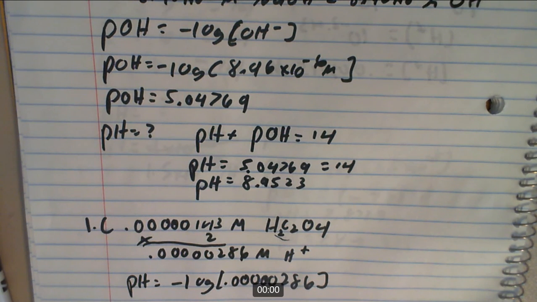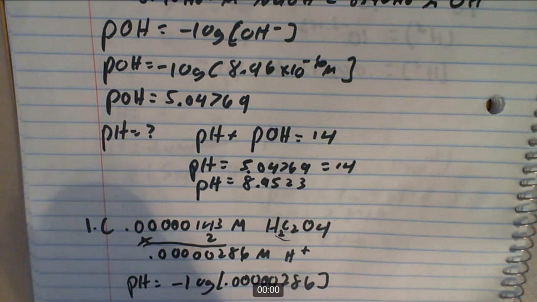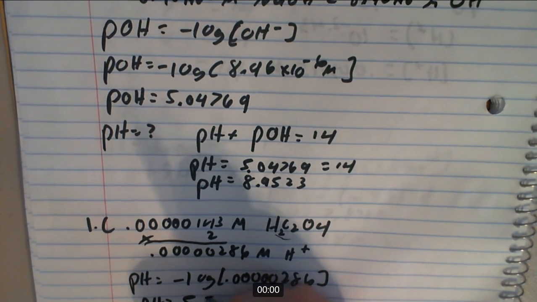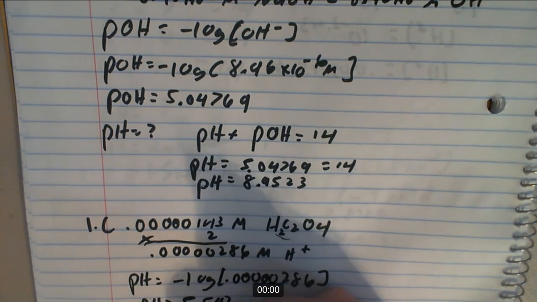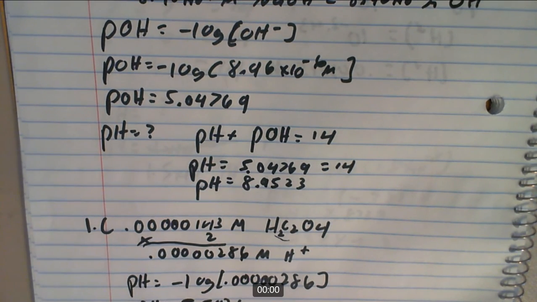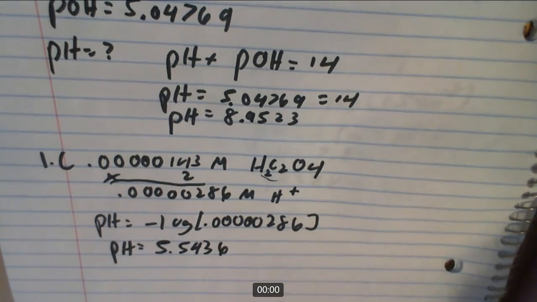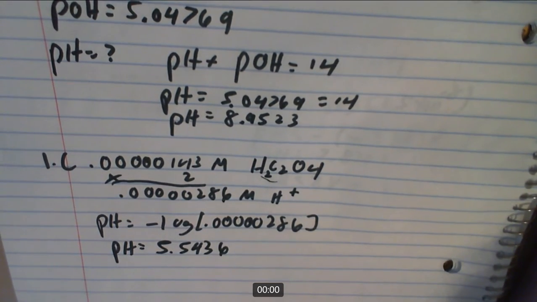How many sig figs am I going to keep here? It doesn't matter, because, like I said, sig figs are weird with pHs. 5.5436. Let's just say that. I should keep 3, so I should get rid of that 6. But it doesn't matter. 5.5436 is the pH of this solution. Oh my gosh, you guys can't see my answer. There it is. 5.5436. Alright.